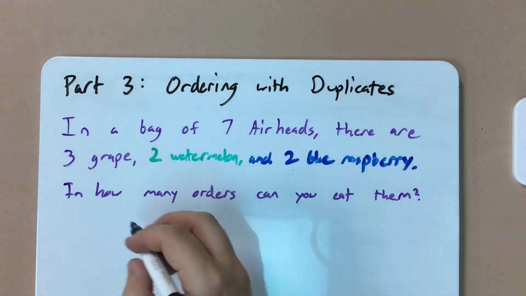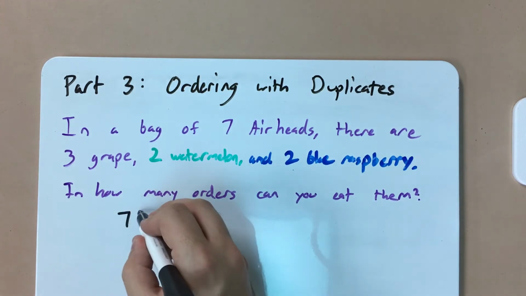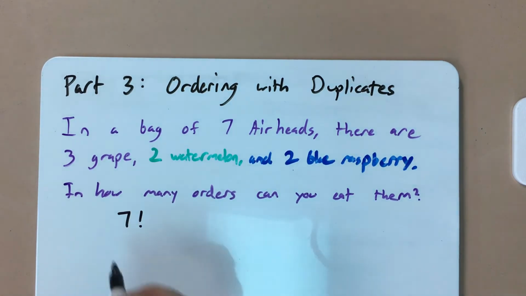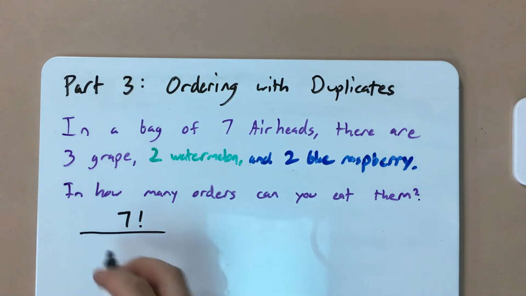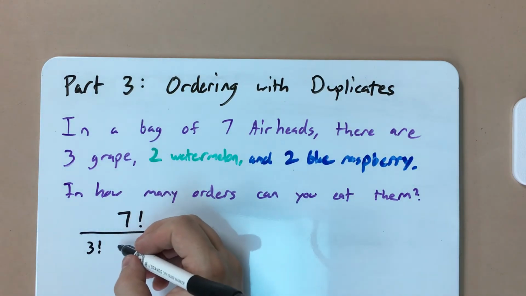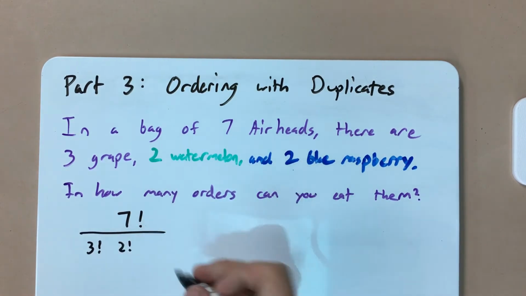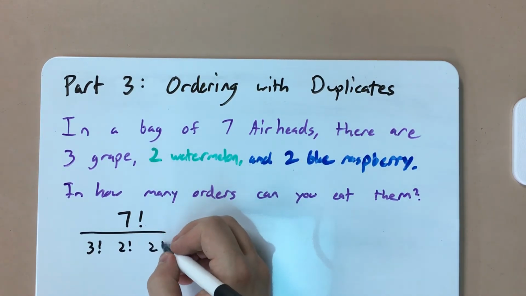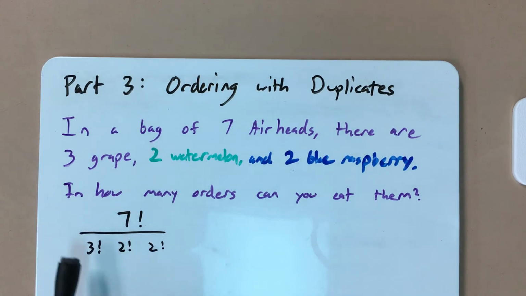First, we have 7 Airheads in the bag. So I will start by finding 7 factorial. And we will divide this by, I have 3 grape, so that means that in my denominator of this fraction, I'm going to put 3 factorial. 2 watermelon means I'm going to multiply this by 2 factorial. And 2 blue raspberry means I'm once again going to multiply by 2 factorial. So we're just looking for the numbers of our duplicate items that we see. And we can have the same number more than once. That is completely okay, completely legal.